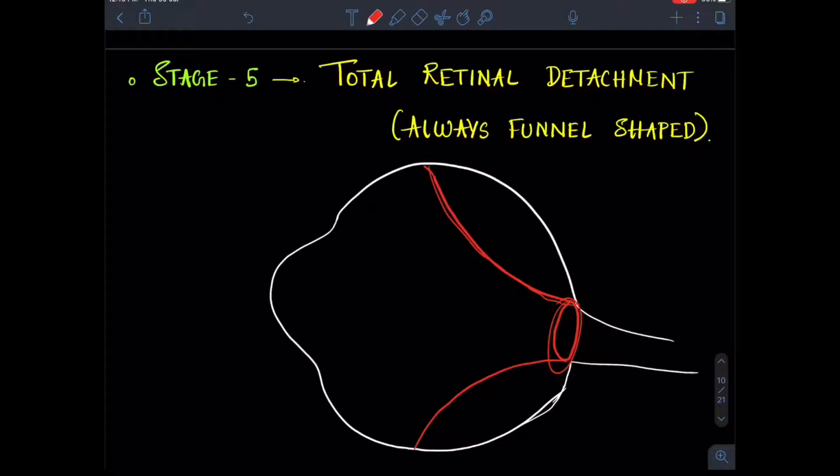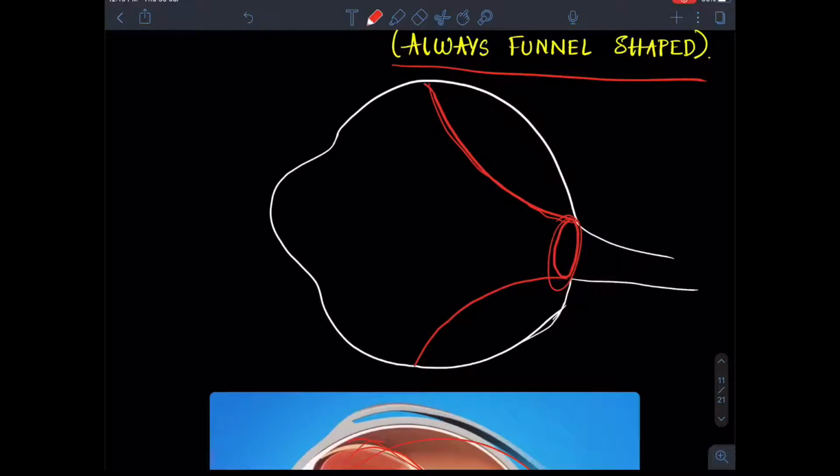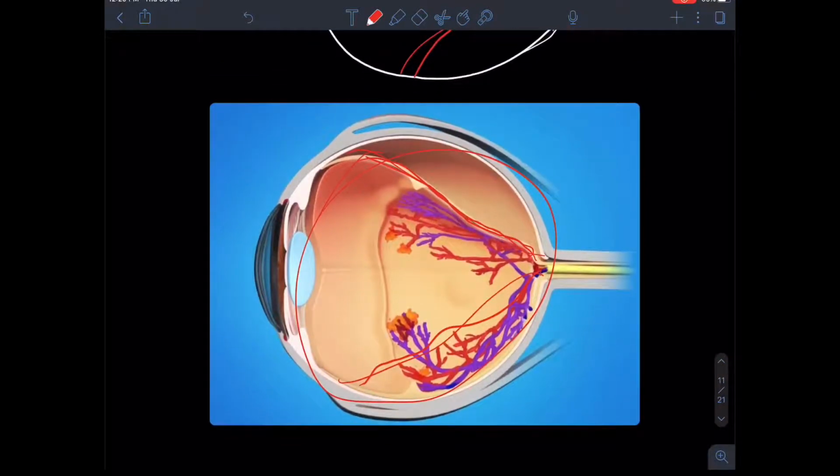Next is the stage 5. In stage 5 we see there is total retinal detachment. That is, this total retinal detachment is always funnel shaped. This funnel shape is created because the retina is always attached at the optic disc and detached everywhere else. So it creates a funnel shape. In this diagram also we see it is detached at one place here, and it also occurs the same way here. So there is creation of funnel shape.